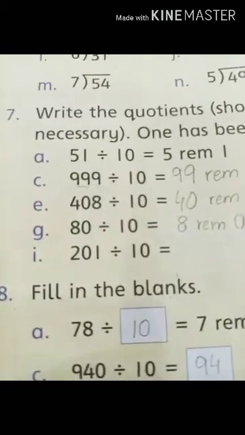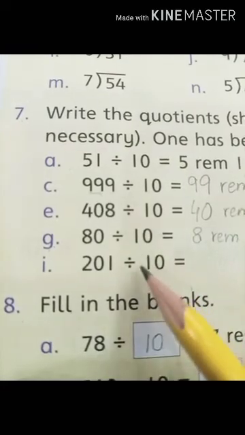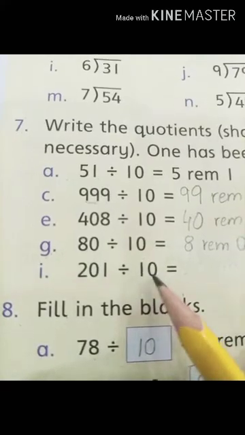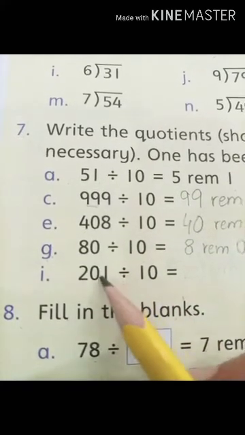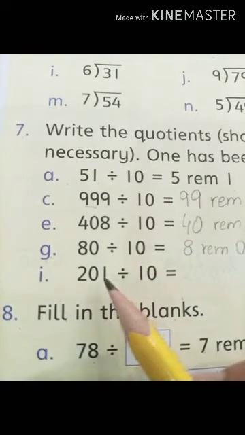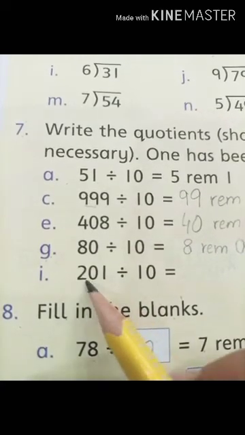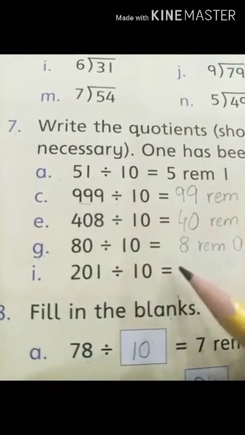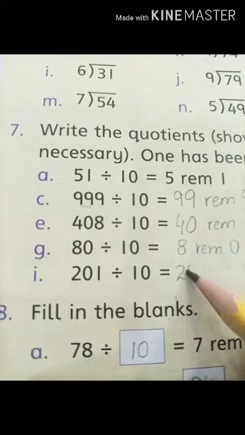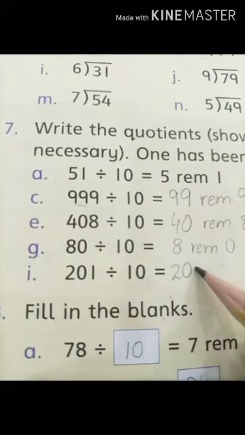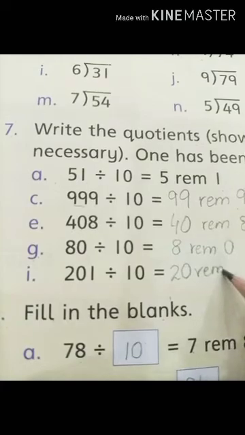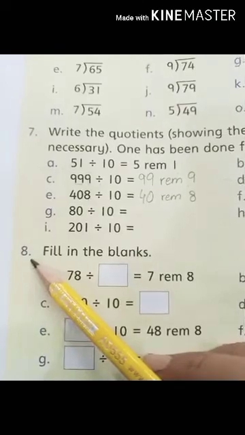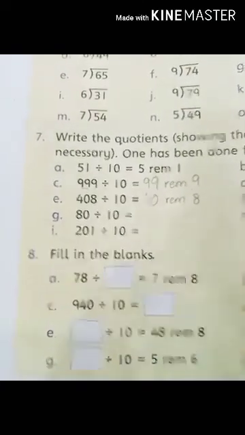Next come towards the part I. Look at this, students. This one is again divided by 10, and we know that when our divisor is 10, then the quite right digit is our remainder, and 20, that is the remaining number, is our quotient. So I am writing my quotient first here. 20 is my quotient and the remainder is the number 1.